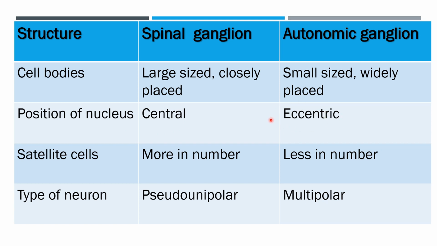Here it is round, but it is eccentric. And the satellite cells are more in number, whereas here they are less conspicuous. They are less in number as compared to that of the spinal ganglion. And here it is pseudounipolar neurons, and here it is multipolar neurons. So this difference we have to keep in mind to identify the spinal ganglion and the autonomic ganglion.